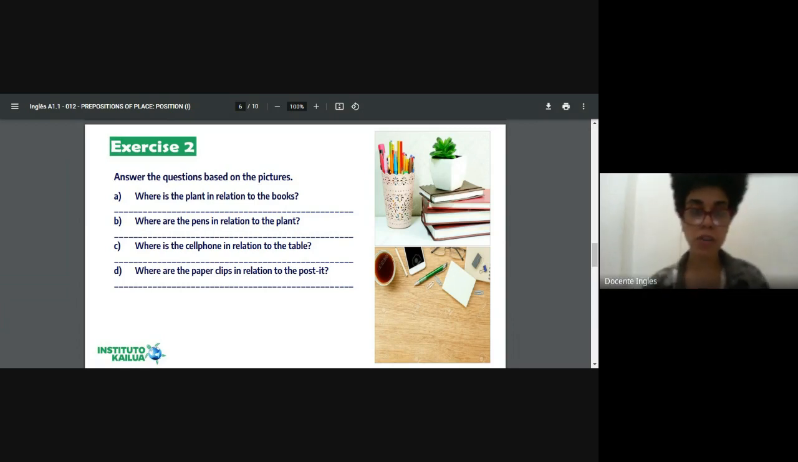But first of all, books. Where are the books? Right here. The plant. Here. Let's see the pens. They are right here. The cell phone. Here's the cell phone. The table. This is the table. Paper clips. What are the paper clips? They are here. And the post-it, this is the post-it block. All right? So again, you can press pause now. And I think 5 minutes may be enough to do this activity. Yes? So pause for 5 minutes and answer the questions.